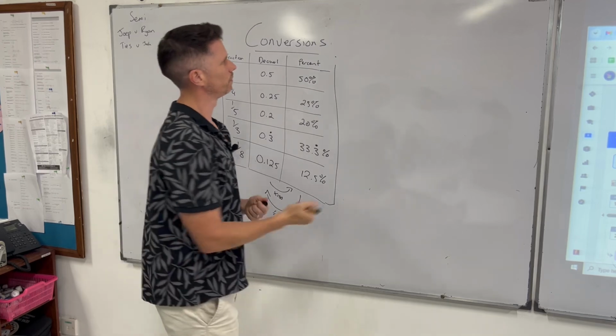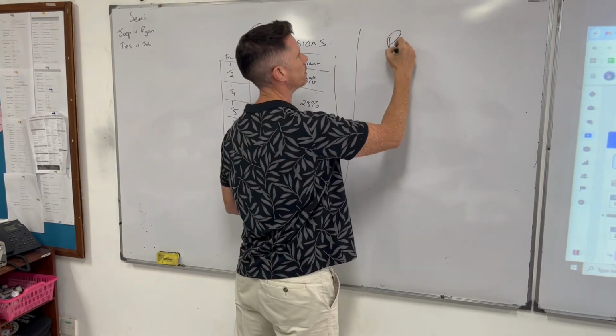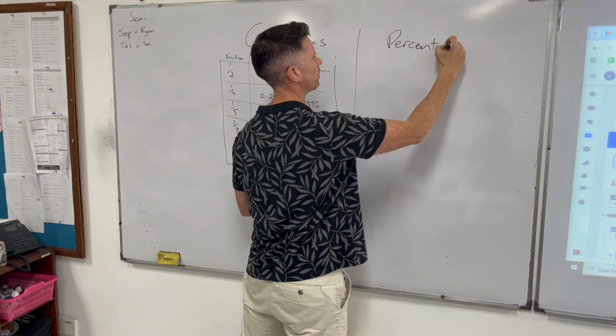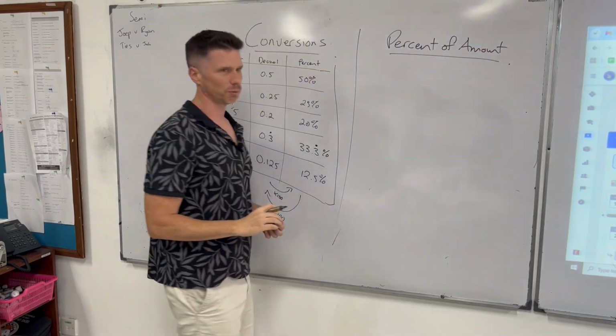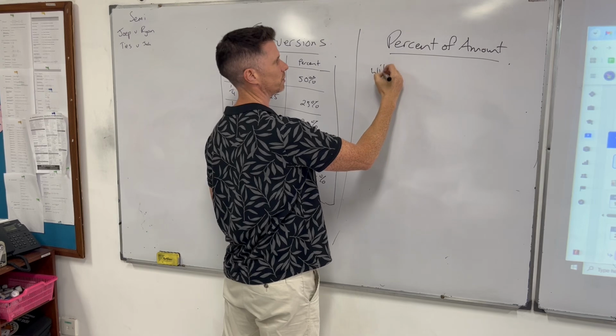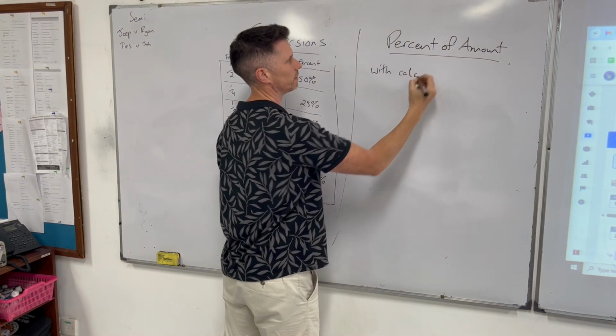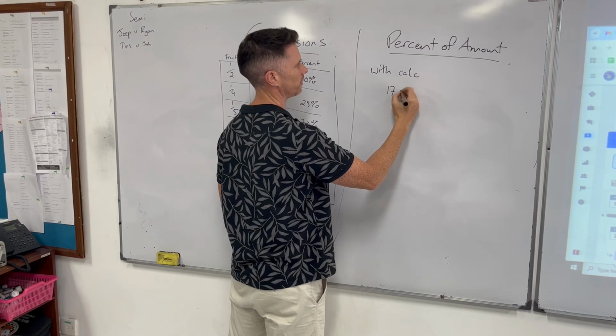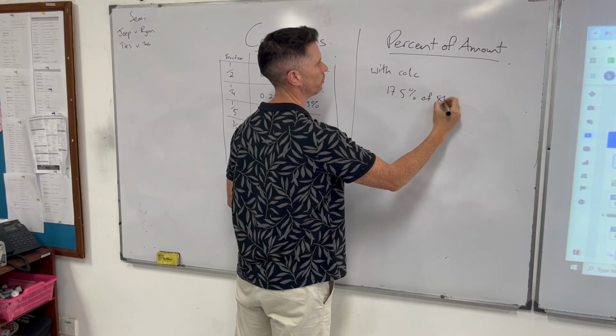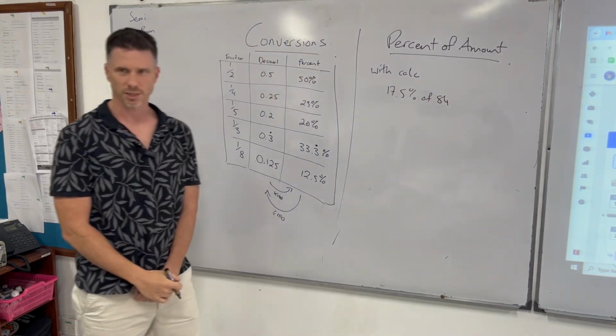So if I want a percent of an amount, with no calculator. So with a calculator, what do we do? With a calculator, we do it first, even though you don't have it there with you. If I want to get, let's say, 17.5% of 84, what do I do on a calculator? What would I type in?